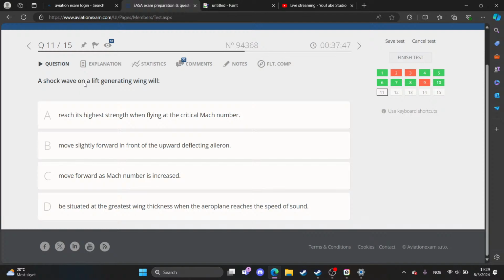Booyah. A shock wave on a lift generating wing will do what? A shock wave on a lift generating wing will reach a high strength when flying at a critical Mach number. Ooh, maybe. Move slightly forward in front of the upward deflecting aileron. Oh, wait.